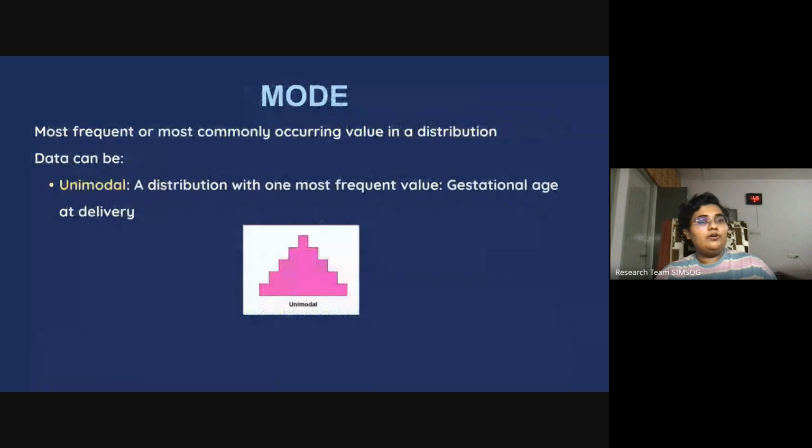Right? And the third measure is mode. Mode is just the most frequently occurring value in a distribution curve. Depending on the mode, data can be unimodal, like you can see in the figure. Unimodal data has a distribution with just one most frequent value. For example, gestational age at delivery. If I plot the gestational age at delivery of 50 women on a curve, I would get a unimodal distribution, because there would be one middlemost value, around 40 weeks. That would be the most common value.